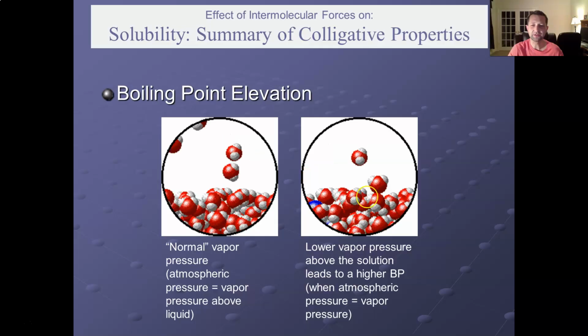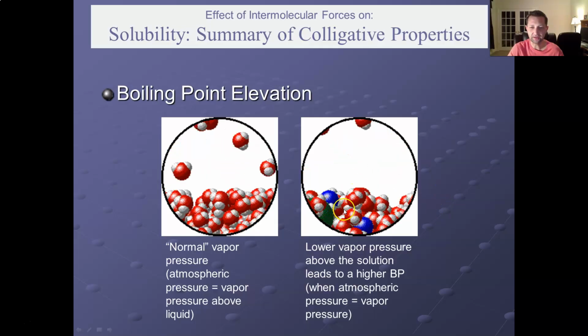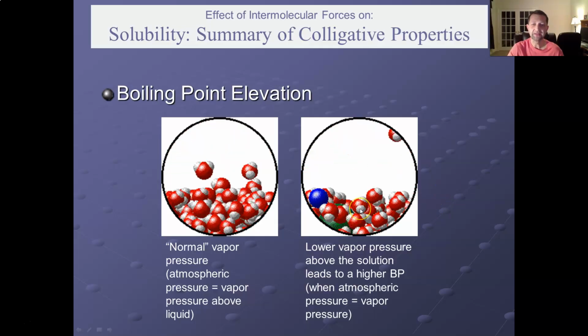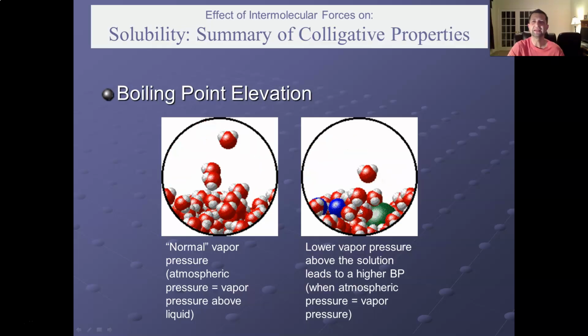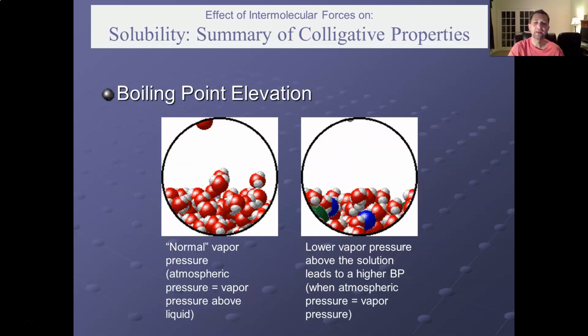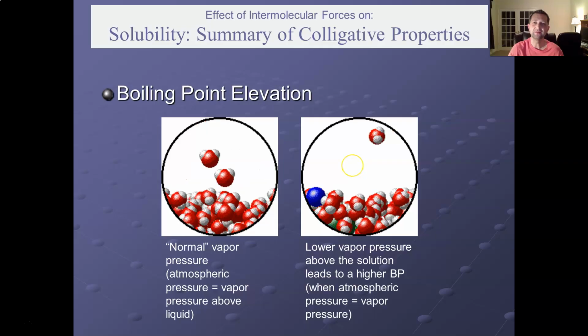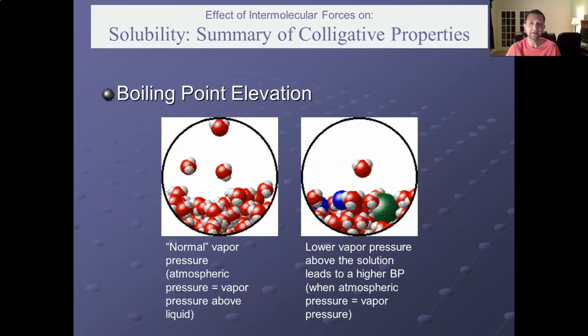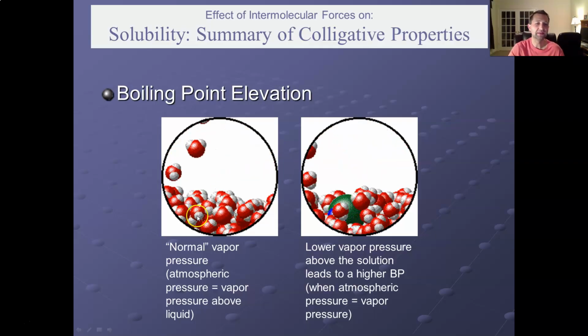So it'll cook faster. Because of those ion dipole forces of attraction, keeping the water molecules in the solution and not having them leave as easily, because they have to break that extra attractive force now that they didn't have over here.